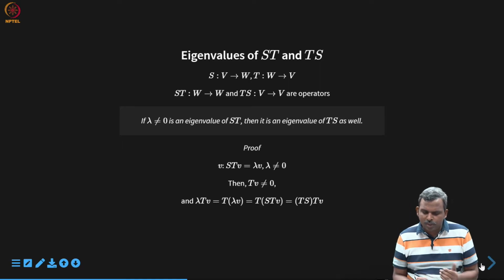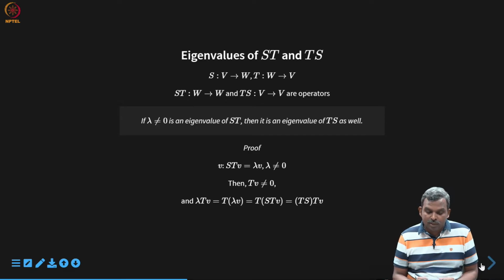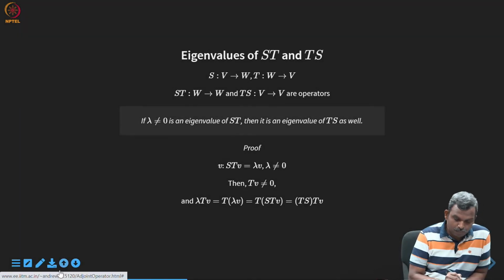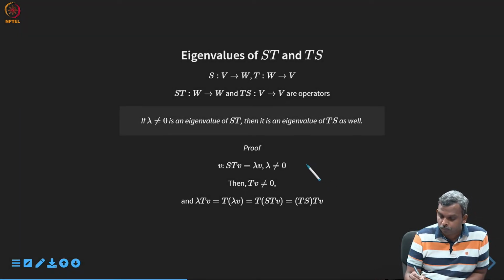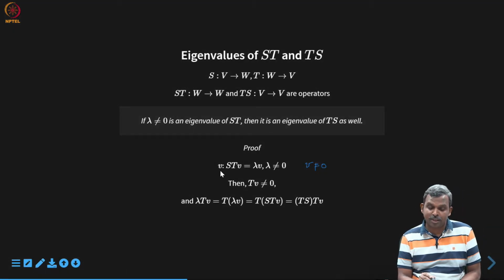So the proof is actually quite simple. Supposing you take an eigenvalue lambda, there will be an eigenvector V which is non-zero, right? So V is also non-zero. I think I should maybe write that down somewhere. So, you have this eigenvector V which satisfies this property. So, this is what makes lambda an eigenvalue for ST, isn't it? STV should be equal to lambda times V, and lambda is not equal to 0.